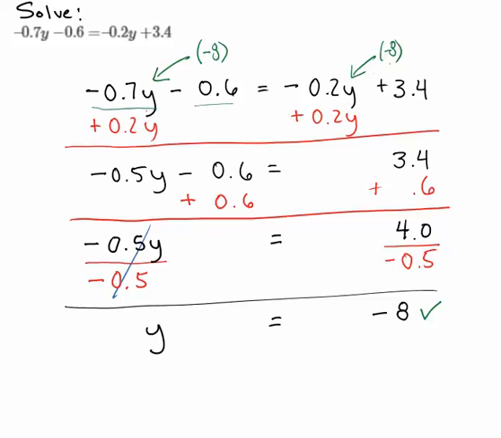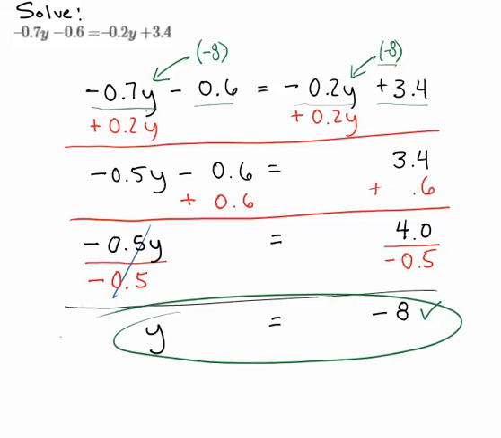And then on the right-hand side, negative 8 times a negative 0.2 is 1.6. And 1.6 plus 3.4 is also 5, so I get 5 equals 5. Again, you'll probably want to do that on your own, but I could see that you could probably do that in your head. But go ahead and check it out for yourself. We do get 5 equals 5 on both sides when y equals negative 8.